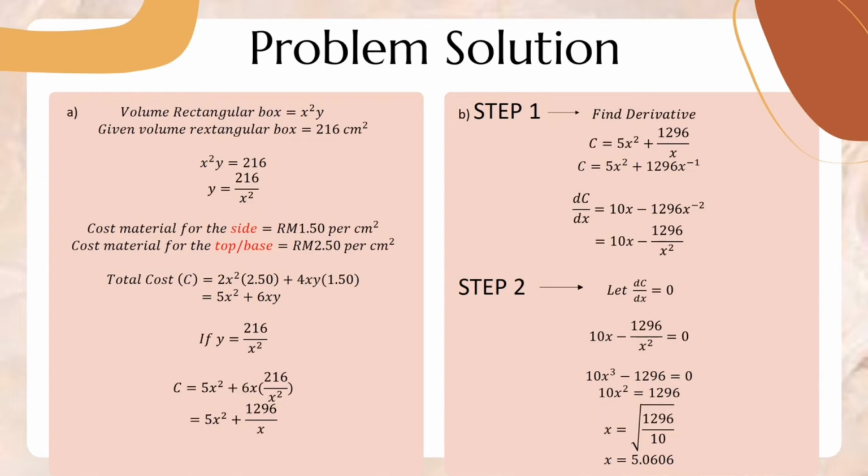Okay, the cost for the sides, which has 4 sides, is 1 ringgit and 50 cent per centimeter square, and the cost of material for the top and base is 2 ringgit and 50 cent per centimeter square. Okay, for the total cost, we can calculate that it is 2x squared times 2.5 plus 4xy times 1.5. We will get 5x squared plus 6xy.